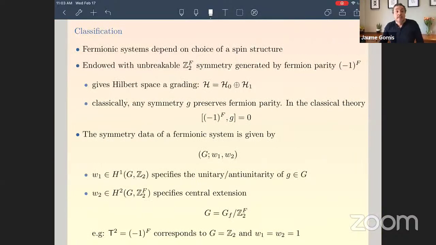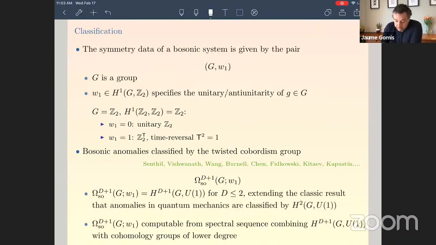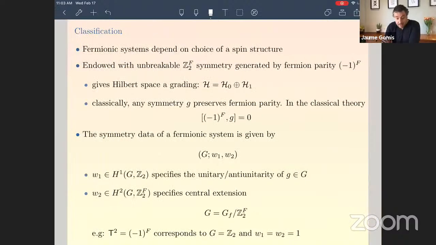Okay. Now, this was the answer for bosonic systems. And for example, by looking at this point of view, and that I guess came from these works, people realized that there were phases or systems with anomalies that went beyond the anomalies that you could get from group cohomology, like time reversal in 3+1 dimensions. Okay, I guess the anomaly was in 2+1 dimensions.